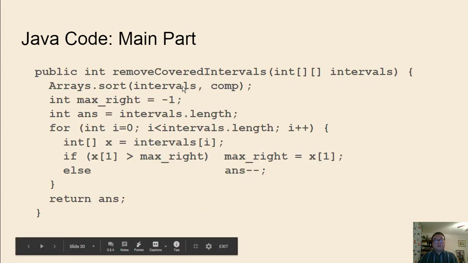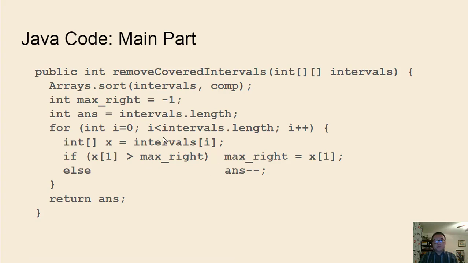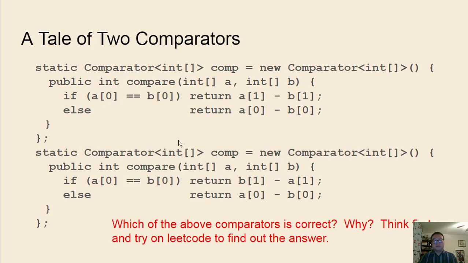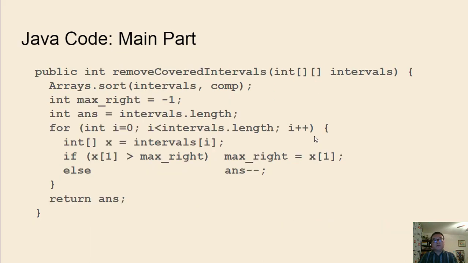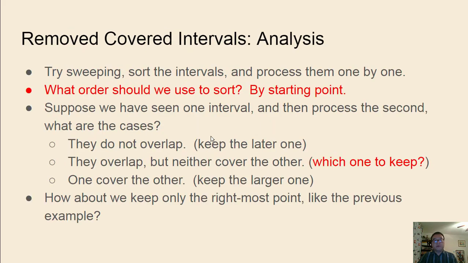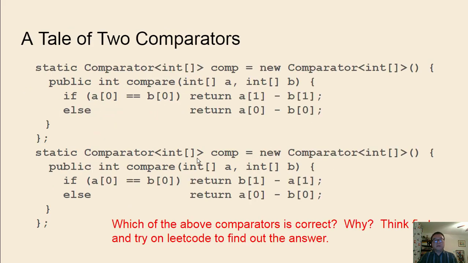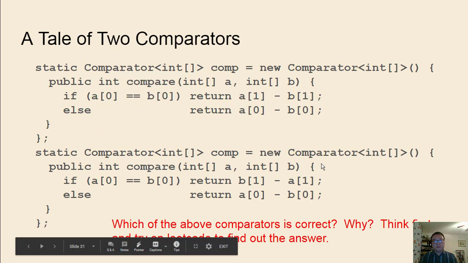So this is a part of the code, but without the comparator. So the same question as the previous one. Which one is correct for this question? So again, I want you to think about it and figure out the answer. And another thing to think about is what if instead of just remembering the right point, we actually also remember the left point and we do this. In that case, which of the comparators would be correct?